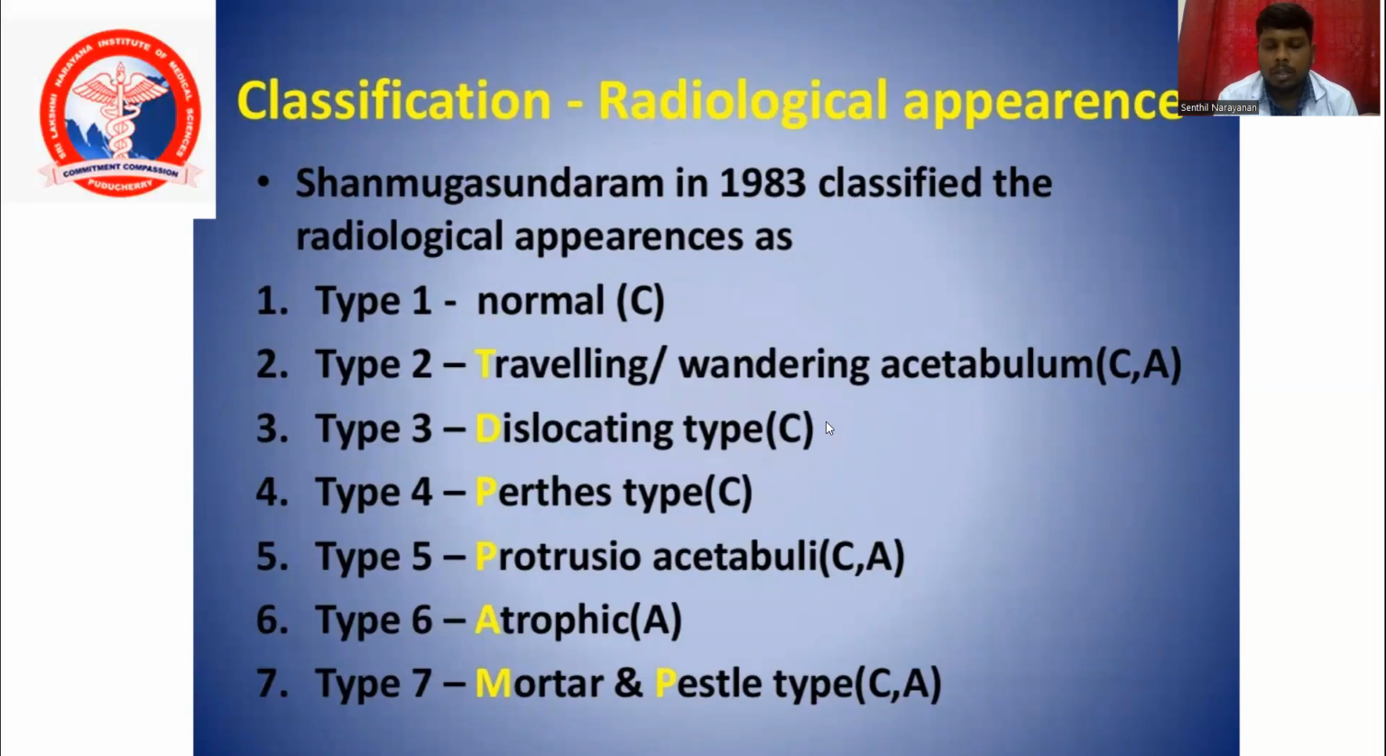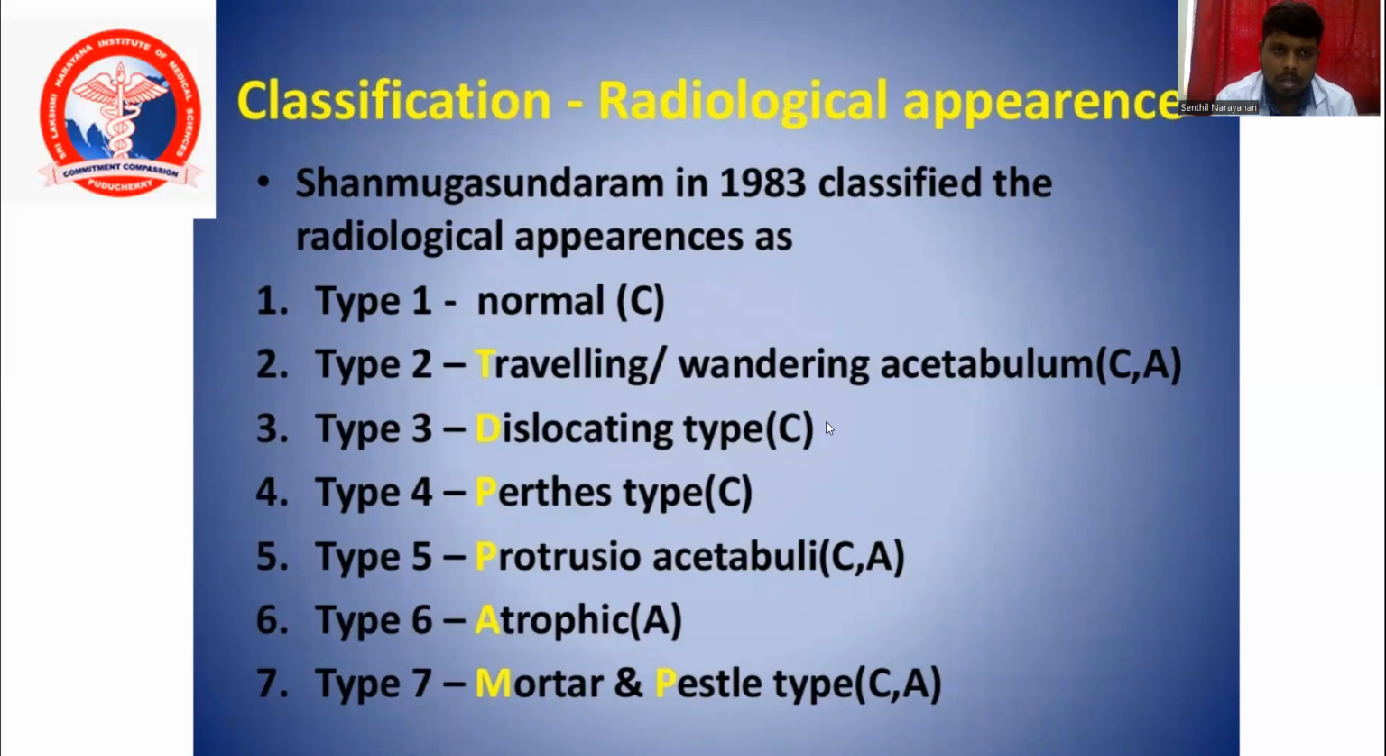2 traveling or wandering acetabulum, type 3 is dislocating type, type 4 is Perthes type, type 5 is protrusio acetabuli, type 6 is atrophic, type 7 is motor and festule.